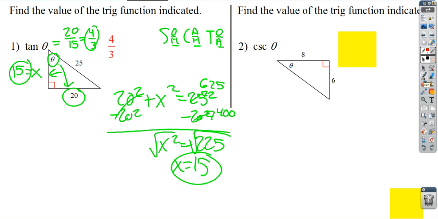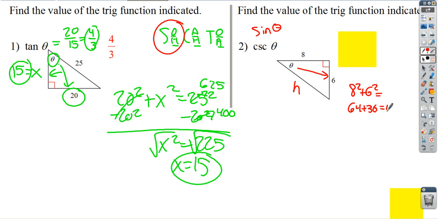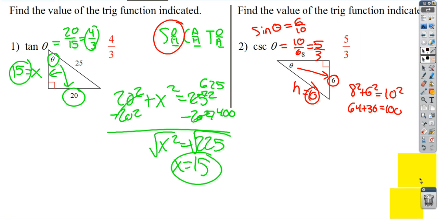Alright, cosecant is actually the reciprocal of sine, so we can find sine here and then just flip our answer around. So sine, according to SOHCAHTOA, is opposite over hypotenuse, which we don't know. So we can use the Pythagorean theorem again for this. 8 squared plus 6 squared, that's 64 plus 36, which turns out to be 100. And 100 is the same as 10 squared, so this is going to be 10. Sine is opposite over hypotenuse, so 6 over 10. That means cosecant is the reciprocal of that, 10 over 6, and that reduces down to 5 over 3.